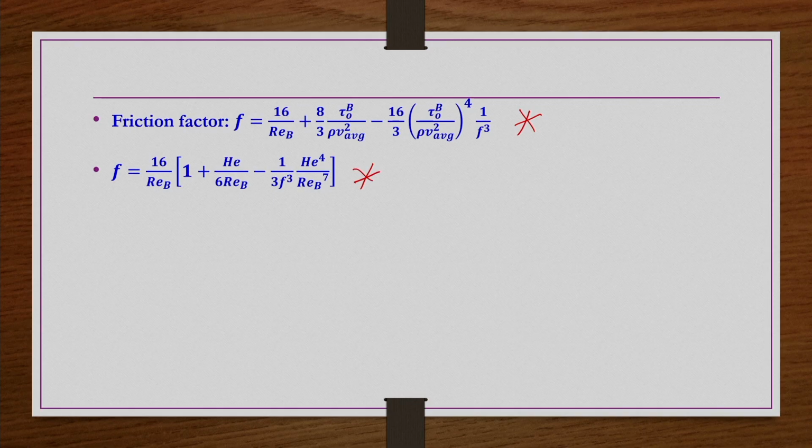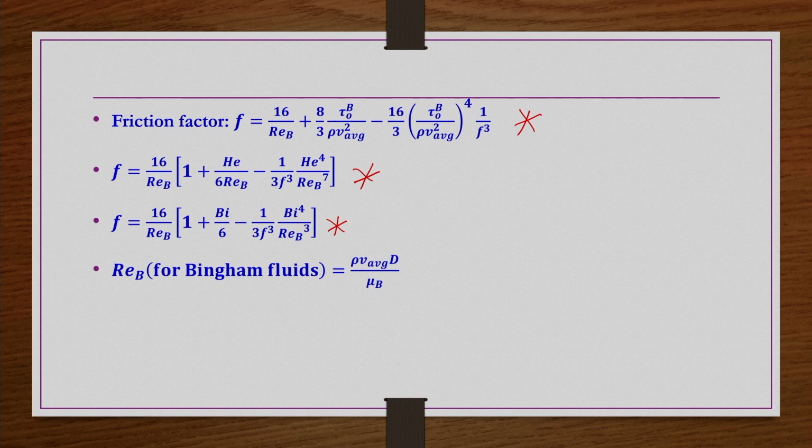What we have seen is that it is an implicit equation, so we cannot solve it directly; we have to go for a trial and error approach. The same equation we have written in terms of dimensionless numbers like the Reynolds number, Hedstrom number, and Bingham number. This is the equation in terms of Hedstrom number and Reynolds number. If you write it in terms of Bingham number and Reynolds number, then we have this equation. All three equations are the same. Whichever equation you use to get the friction factor, you will get the same value.